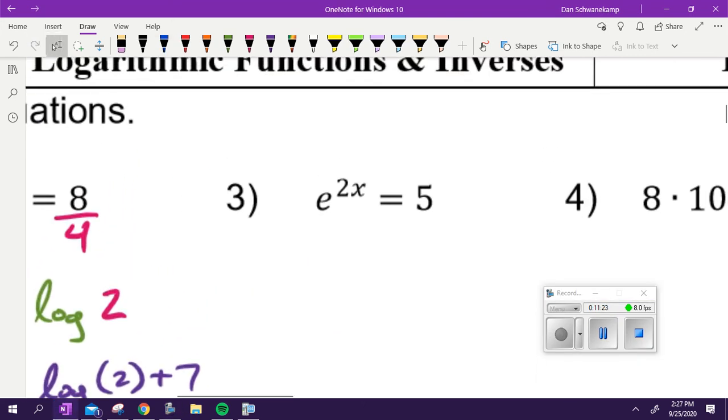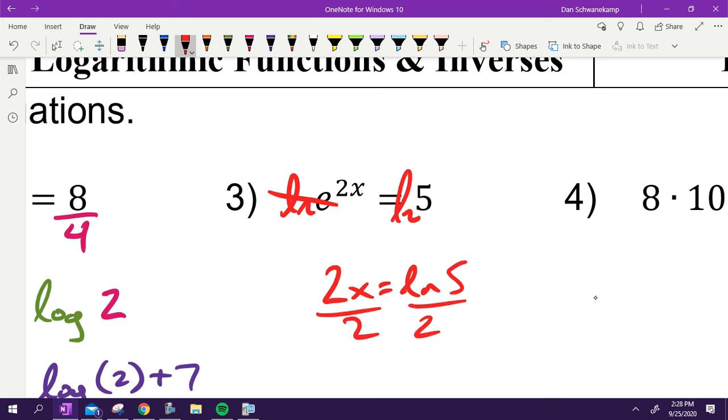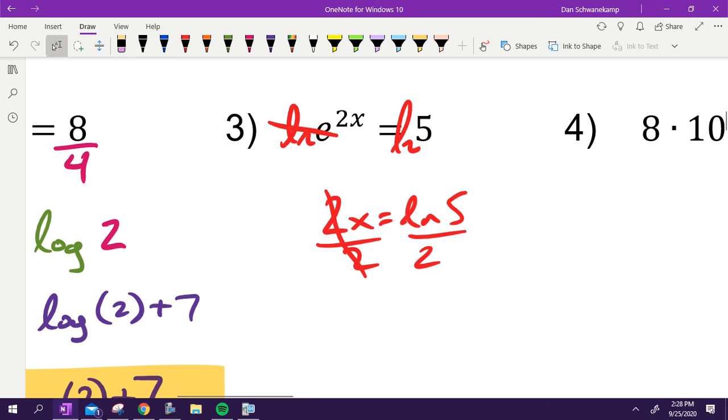e to the 2x is equal to 5. If you want to solve that, Sam, what'd you do first? I have the natural log of 5 is equal to 2x. Good. Natural log on both sides because that's going to get rid of e. So 2x is equal to natural log of 5. Then what'd you do? Divided both sides by 2. That's the exact value, natural log of 5 divided by 2.